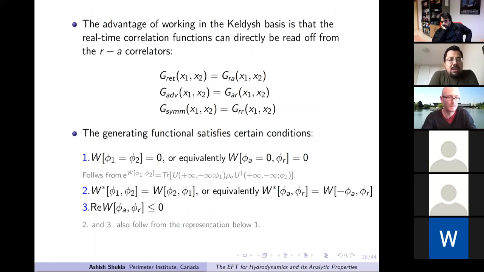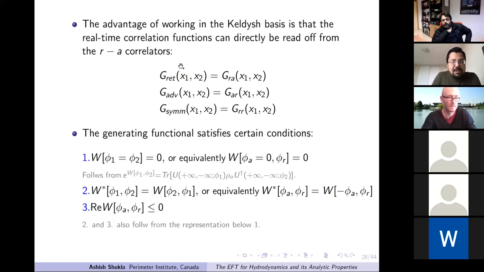Okay, but one may ask the question, what's the advantage of working in this Keldysh basis as opposed to the 1-2 basis that we originally started with? Well, there is a very distinct advantage, and the advantage is this: if we want to compute the retarded 2-point function of the operator O, or the advanced 2-point function or the symmetric 2-point function in the standard single copy formalism, then in the Schwinger-Keldysh formalism, they just map directly to the RA, AR or RR type 2-point functions.